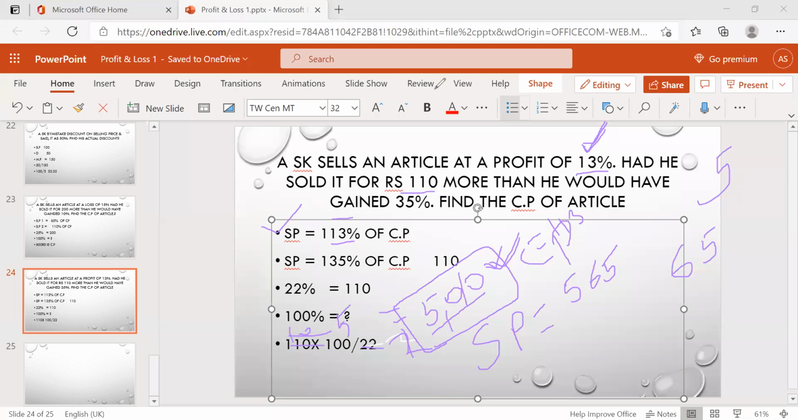Who will give the first answer? I'll check it. Now, if they ask instead of this, yeah, 671. Don't do the calculation again also. You know that it is increased by 110 rupees, right? Just use a trick here. 110 rupees increases. Previously it is 565. We know that 113% is 565.